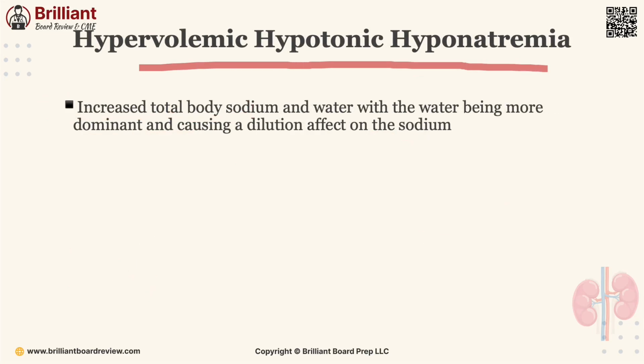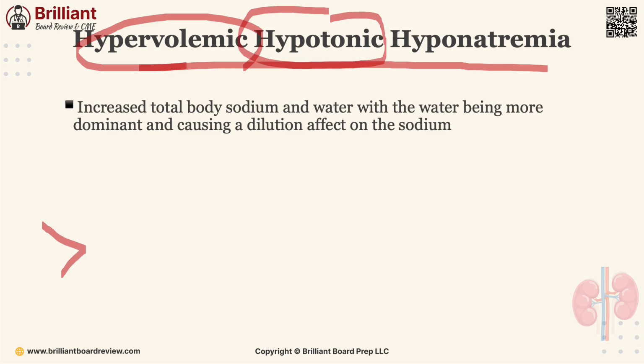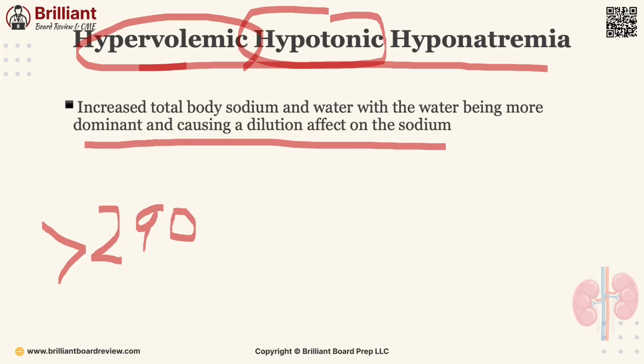Hypervolemic, hypotonic hyponatremia. So you're going to be volume overloaded, hypotonic, meaning that serum osmolarity is going to be less than 290. You have increased total body sodium and water, with the water being more dominant, causing a dilution of effective sodium. When you have this, think heart failure, CHF. Cirrhosis is famous for this. Nephrotic syndrome is a kidney cause, with decreased arterial blood volume despite excess total body water. Urine sodium is going to be typically less than 20.